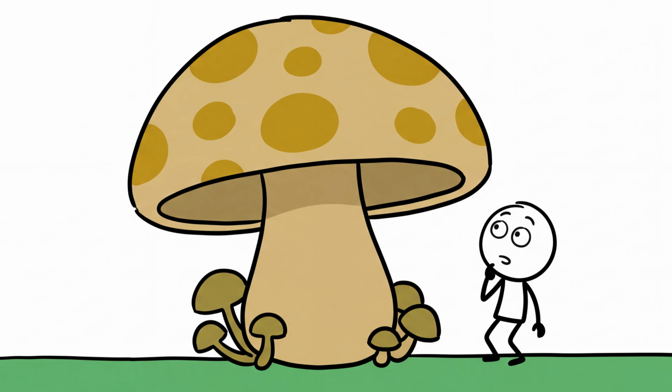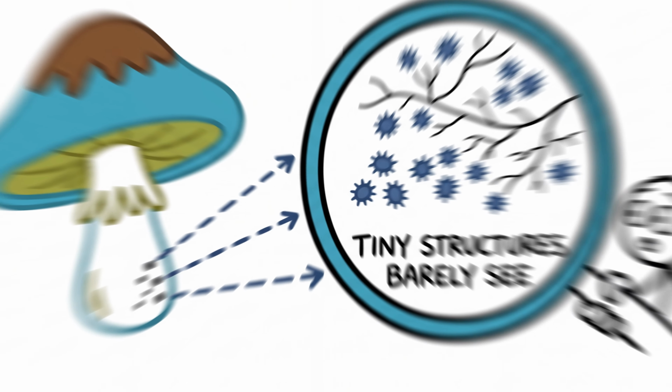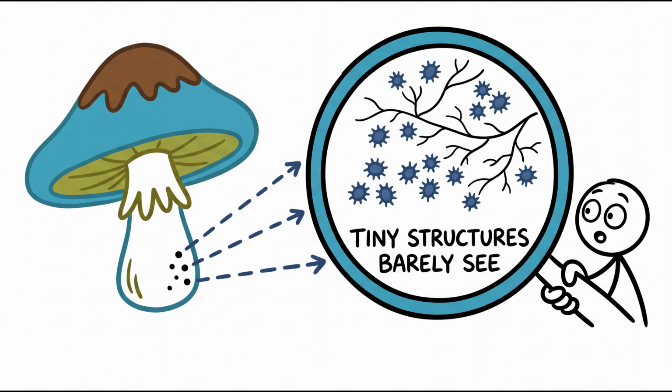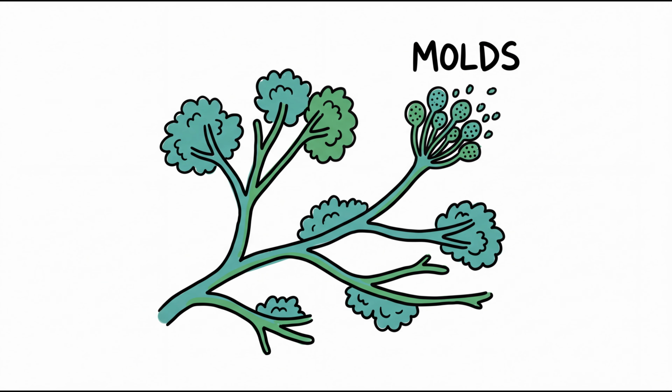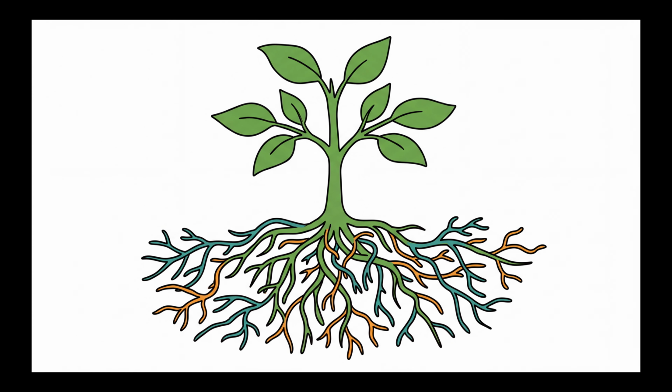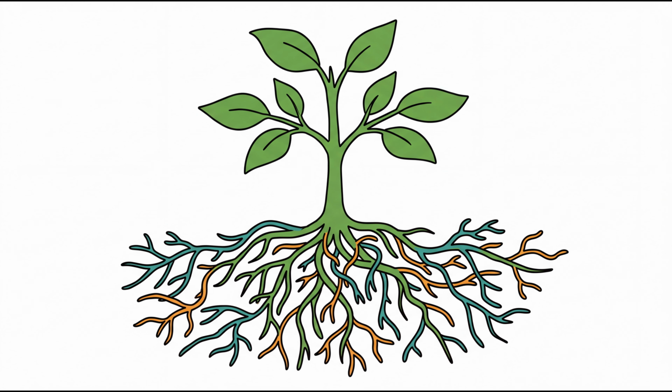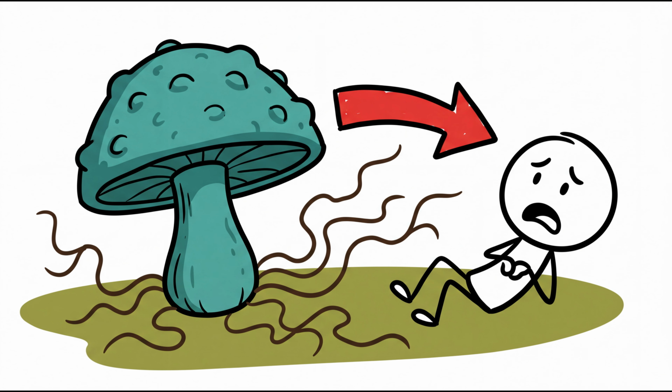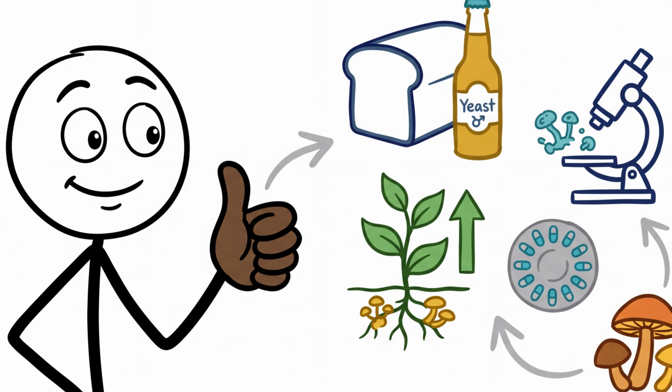There are enormous numbers of fungal species. Some fungi produce large mushrooms. Others produce tiny structures that we can barely see. Some are yeasts. Some are molds. Some live by decomposing dead material. Others form partnerships with living plants. Some can cause disease. And some are extremely useful to humans.